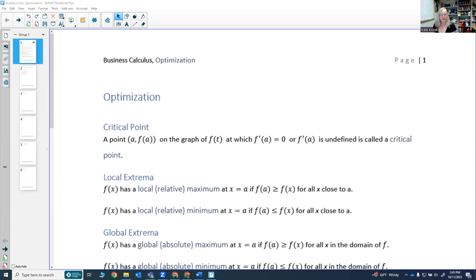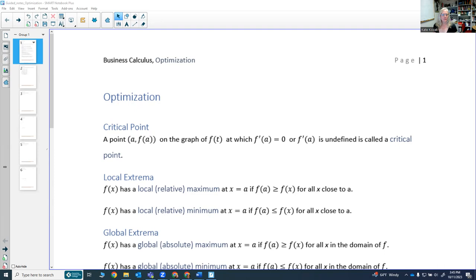This video is about optimization. A few definitions. Critical point: a point A, f of A, on the graph of f of t, at which f prime of A equals 0, or f prime of A is undefined, is called a critical point.